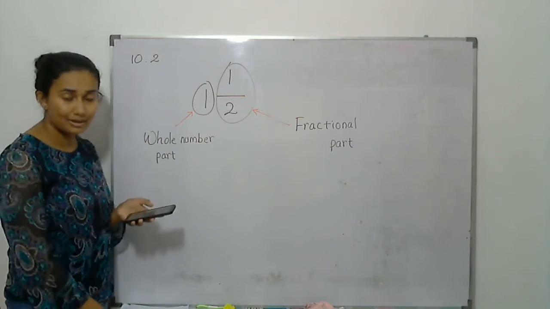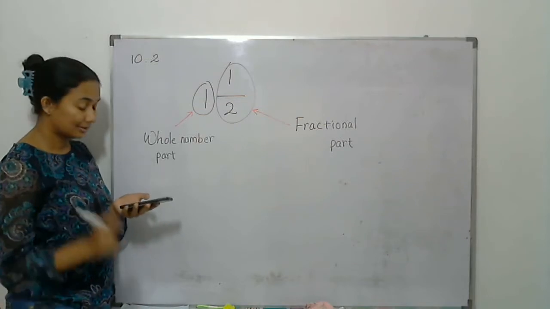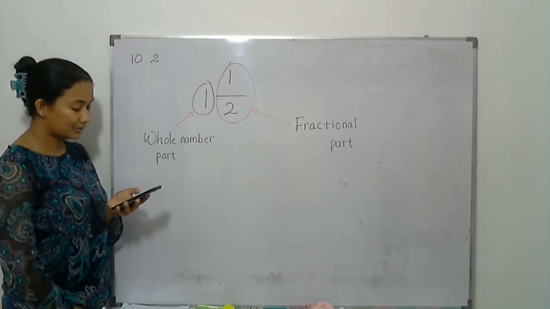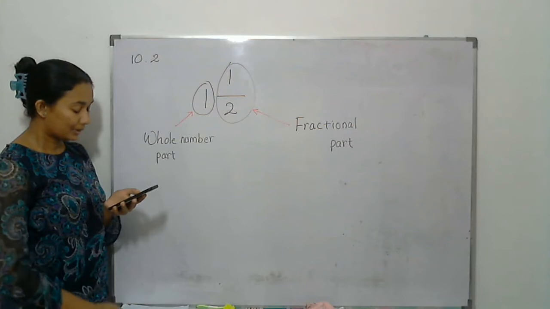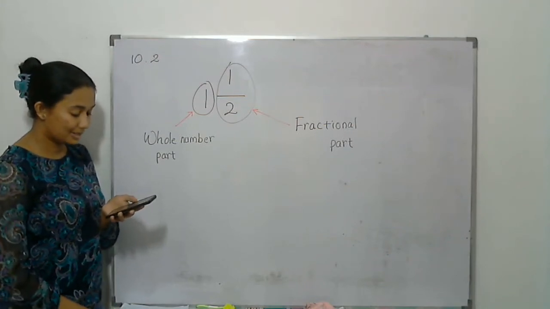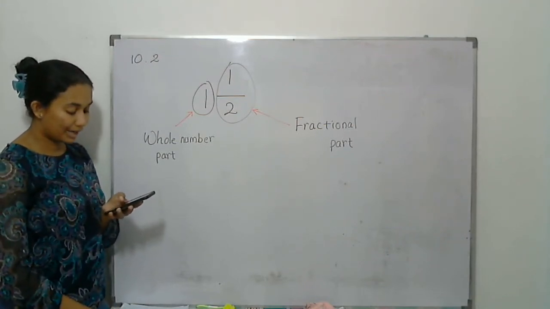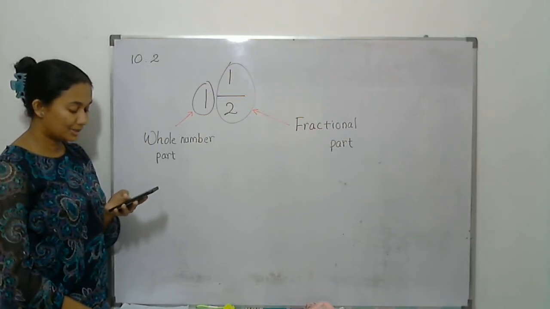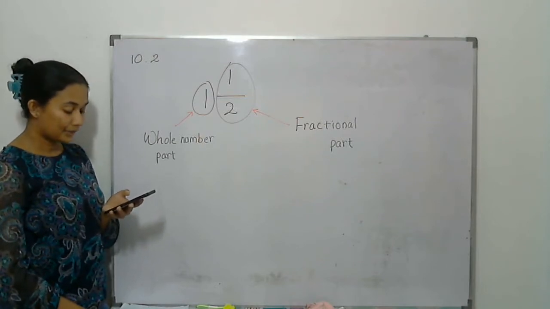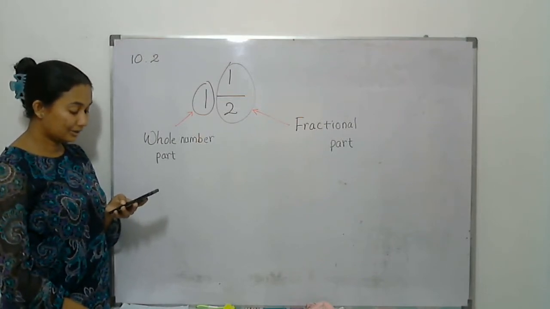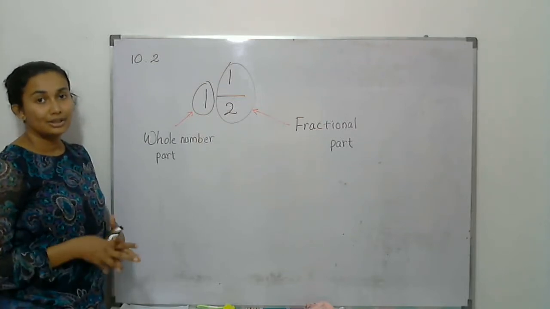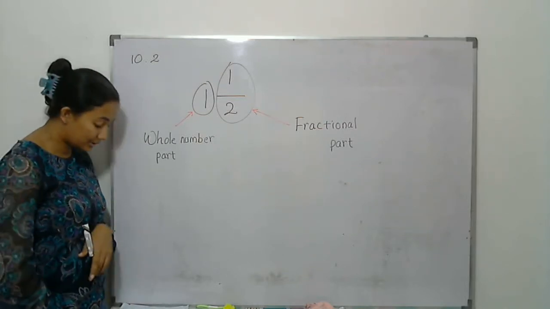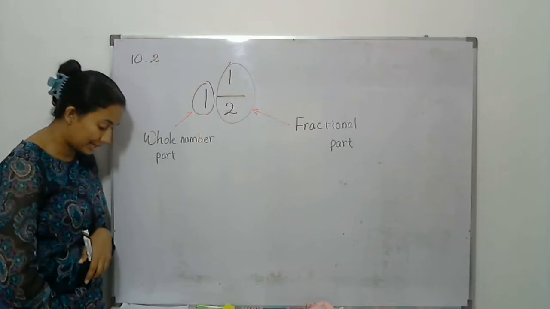Put a star mark and write this sentence. Okay, after that blue color figures. Okay, then put a star mark at the sentence. If the numerator of a fraction is greater than or equal to the denominator, it is defined as an improper fraction. It is given in your page number 118.